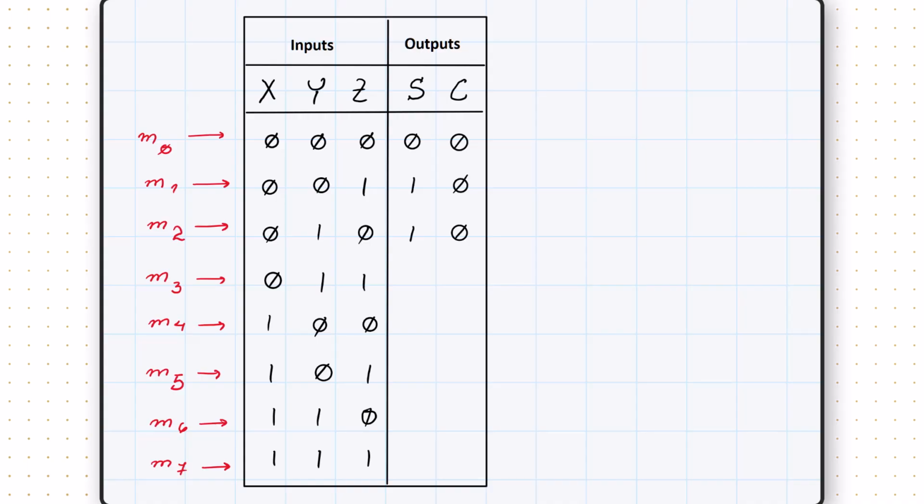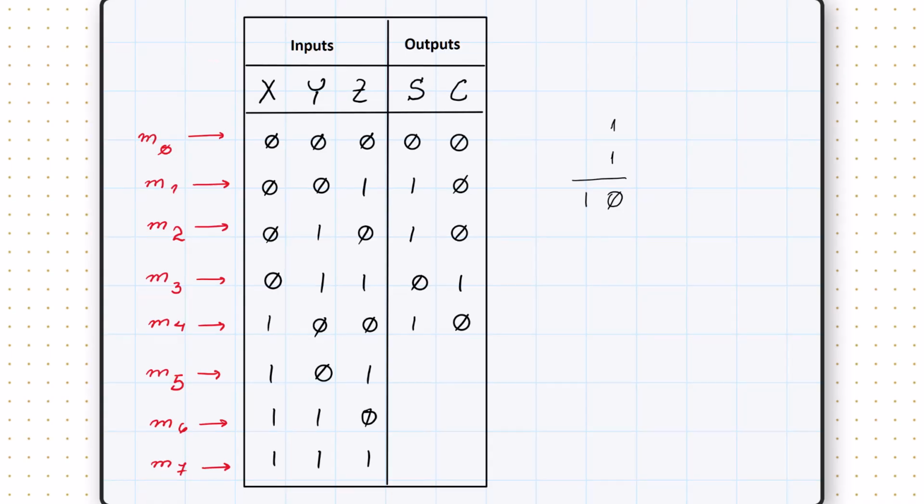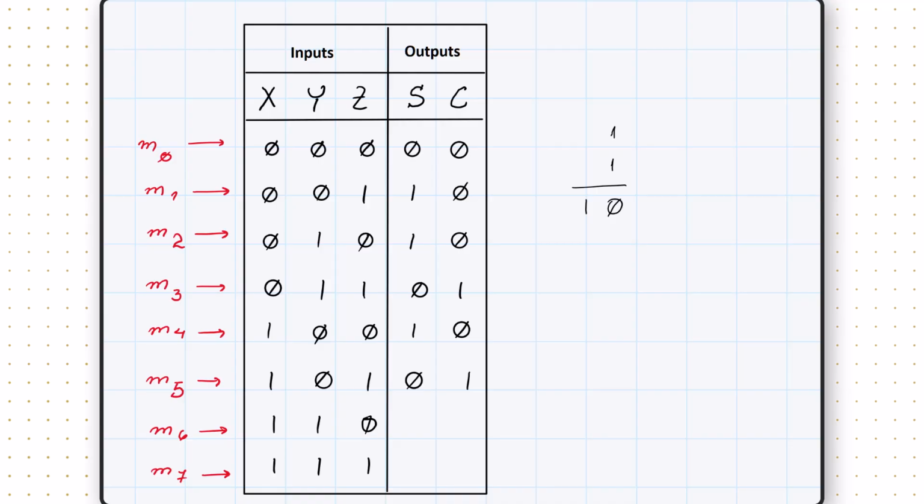When we do the calculation for M3, we're going to have 1 added to 1, which is going to give us summation of 0, and the carry is going to be 1. M4 remains 1, 0. M5 is exactly the same as M3, so it's going to be 0, 1. Same applies for M6.